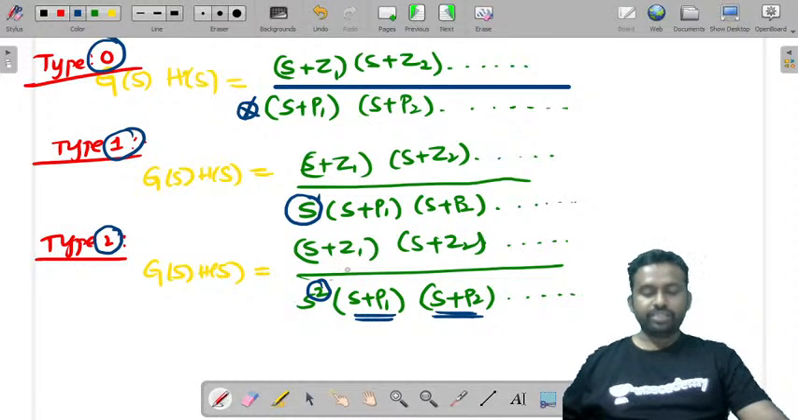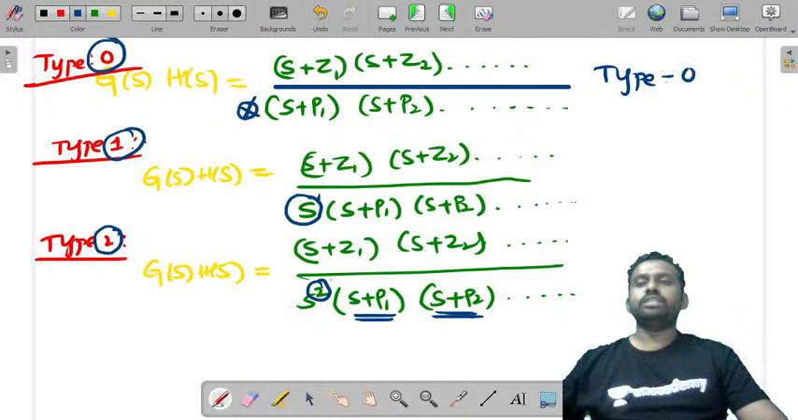Karthik Jilla, good evening, sir. Good evening, Karthik.